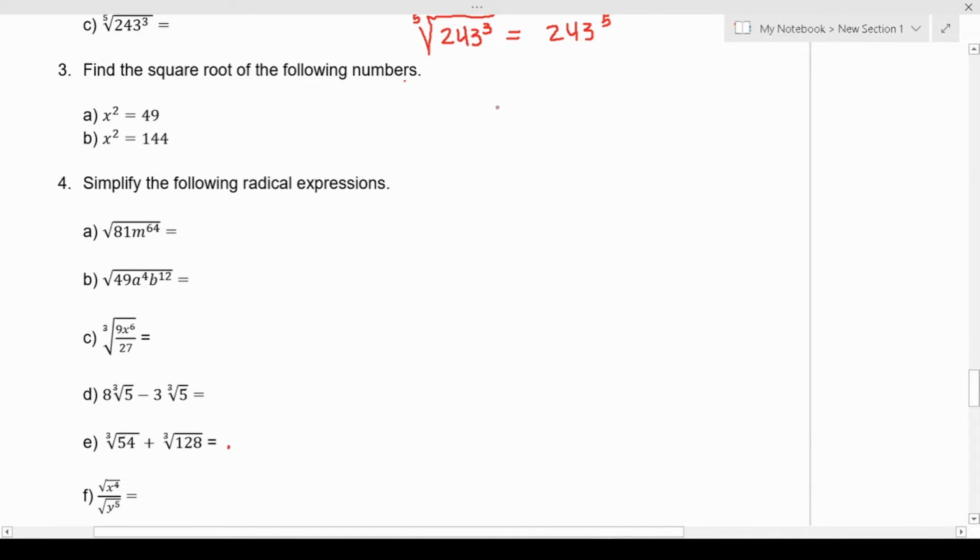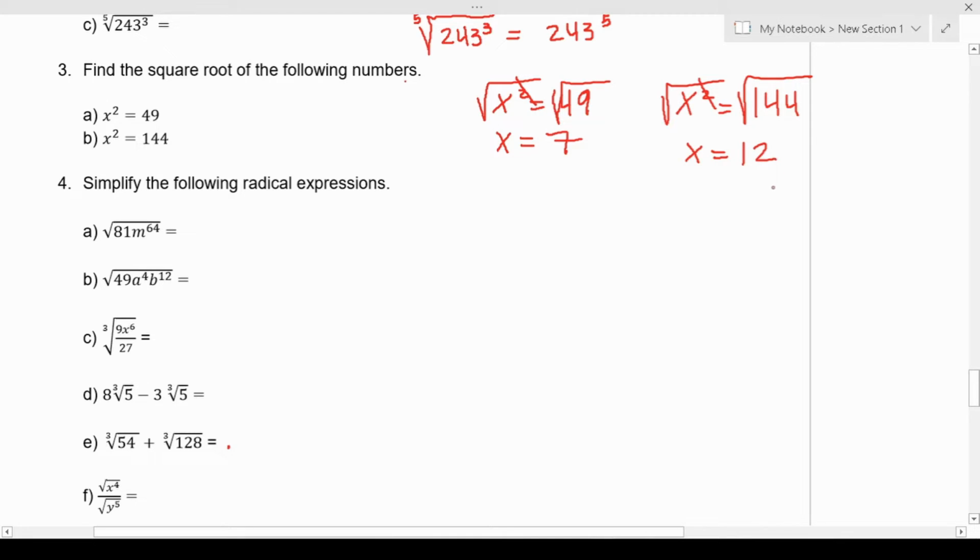All right, number 3 says express the square root of the following numbers. So for this first one, we have x squared equals 49. Again, we can take the square root of both sides. This will cross out, leaving us with just x. The square root of 49, we should know from that chart, our previous math experience, is 7. And again, in this next example, we have x squared equals 144. Take the square root of both sides. This will cross out, leaving you with x equals the square root of 144, which is just 12. Okay?